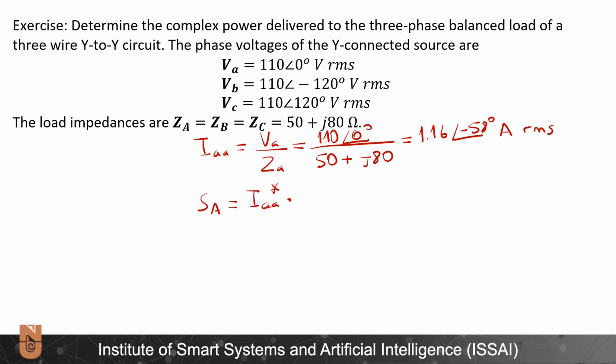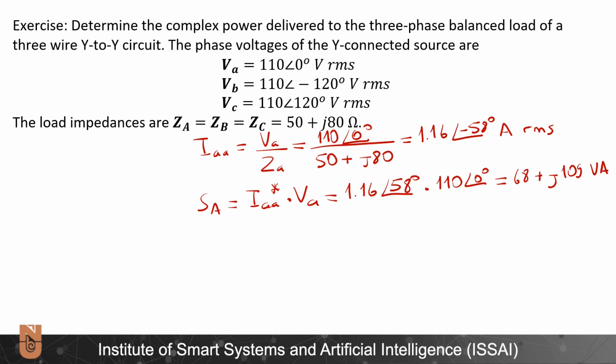And in order to find the complex power delivered to this load, I will find SA, which is equal to IA conjugate times VA. So IA conjugate is 1.16 with an angle of plus 58. Now times 110 with an angle of 0 degrees, which is equal to 68 plus J109, and this is in the units of volt amperes.